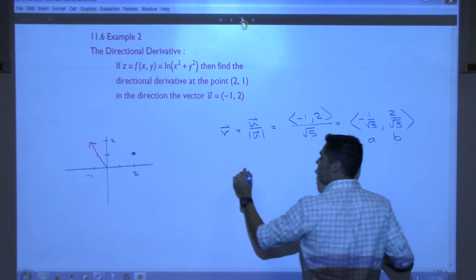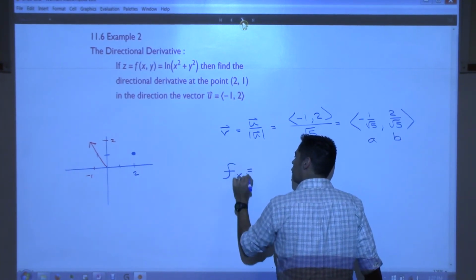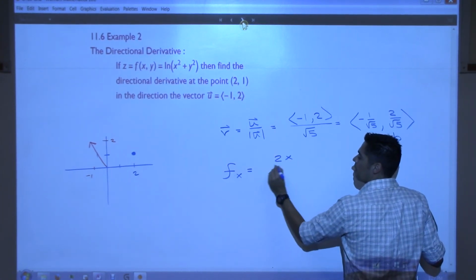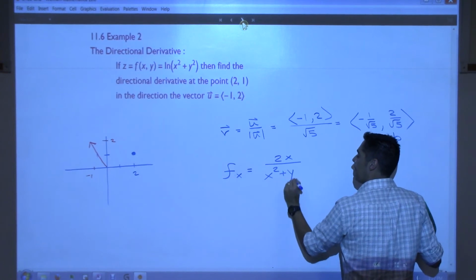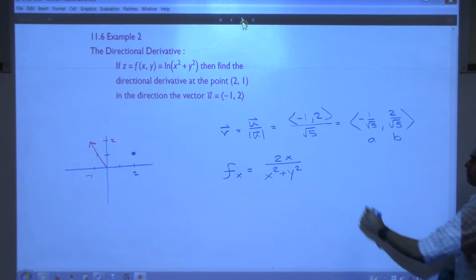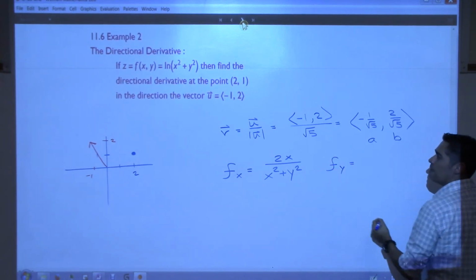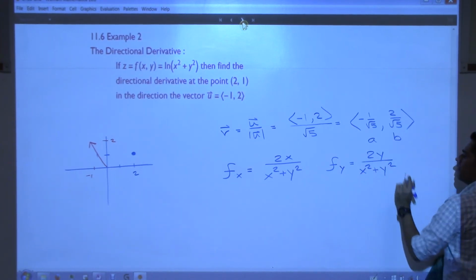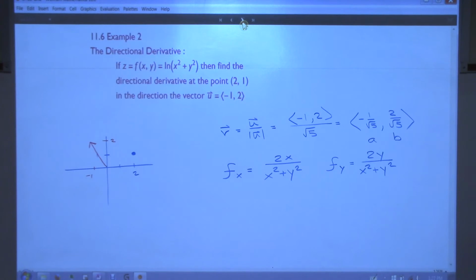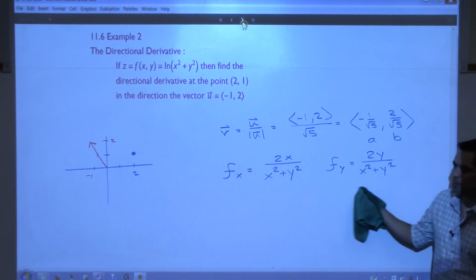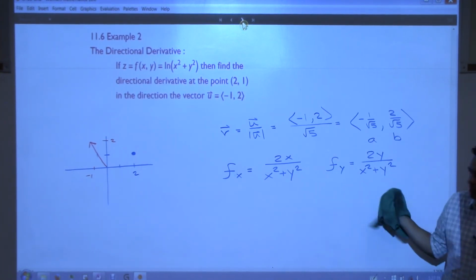Let me get some partials right now before I start putting this all together. Partial with respect to x: 2x over x squared plus y squared. The derivative of natural log of something is 1 over it. And partial with respect to y is 2y over x squared plus y squared. There we go. And now I'm ready to put it all together. I'm going a little quicker here with these partials because that's now in the past, okay?